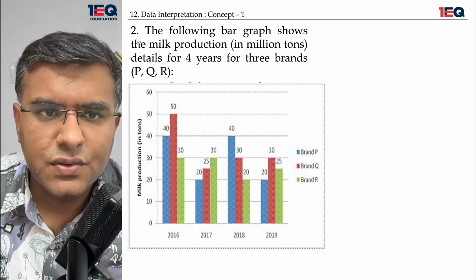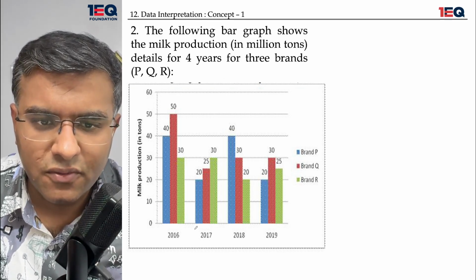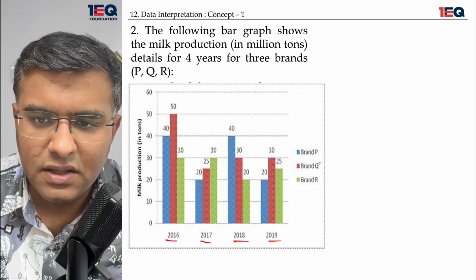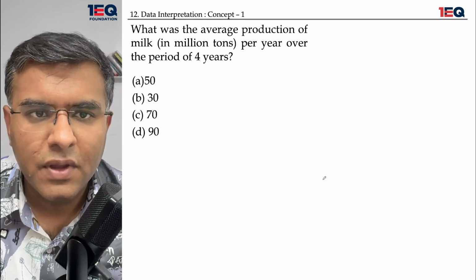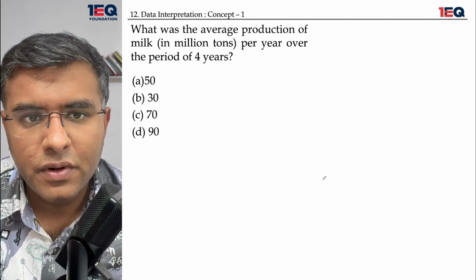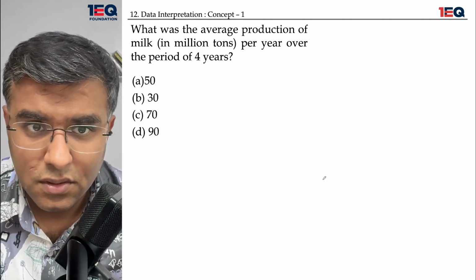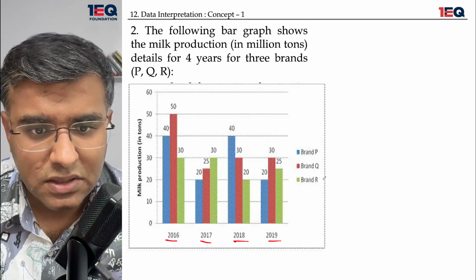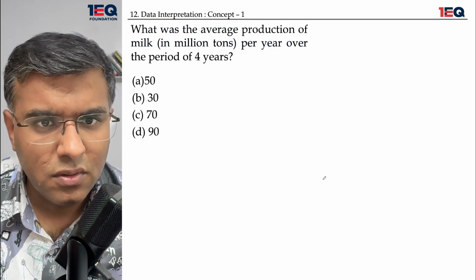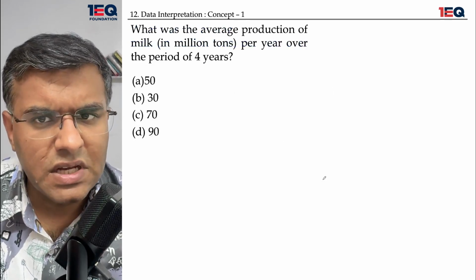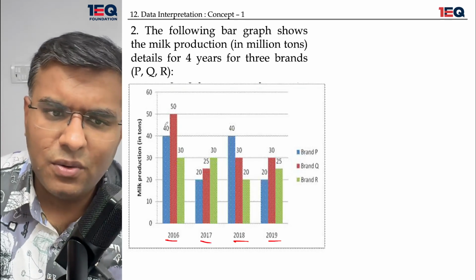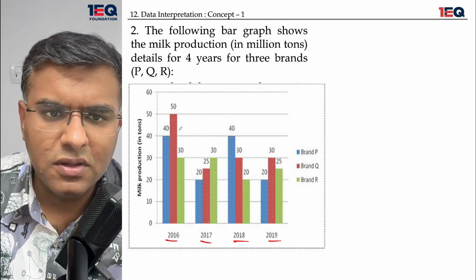The following bar graph shows the milk production in million tons for 4 years. I have 1, 2, 3, and 4 years, and milk production by these three brands P, Q, and R. What was the average production of milk per year over a period of 4 years? So we don't have a company. We need to find it out for all the 4 years.